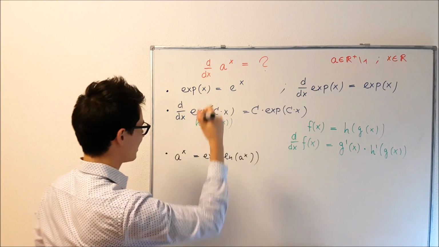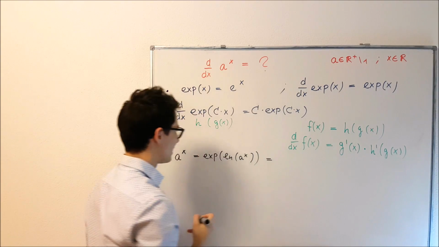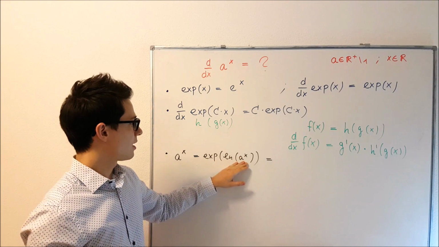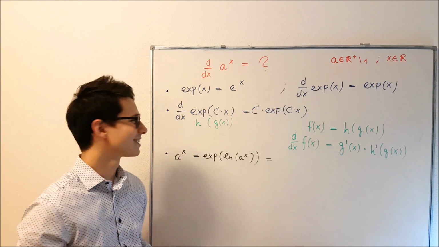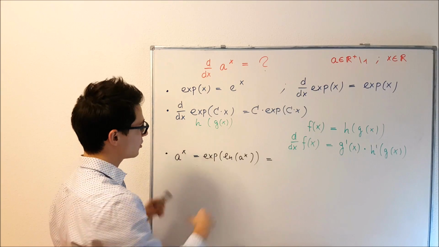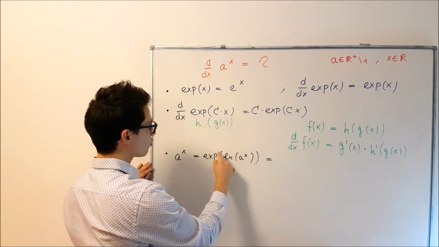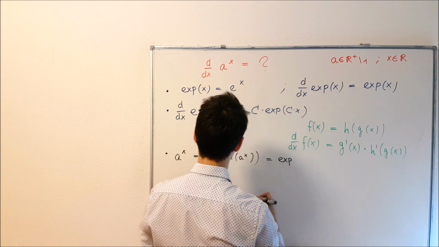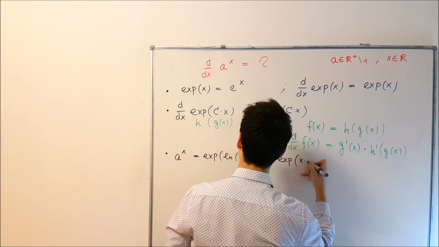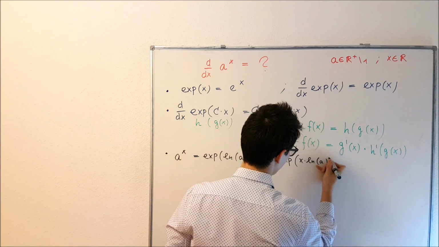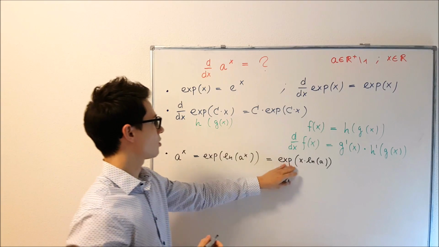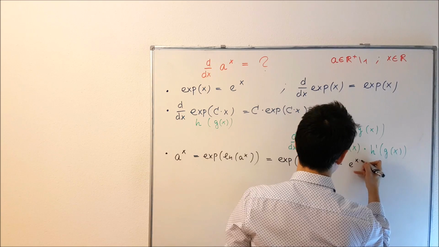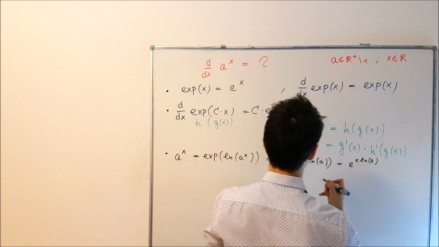And now in the next step, what we can do is let's use the power rule for logarithms, and I have again a separate video up there. And this rule says that you can take the exponent in front of the logarithm. So let's do that. So we get exp of x times ln of a. And if you like, you can also rewrite this as e to the power x times ln of a.